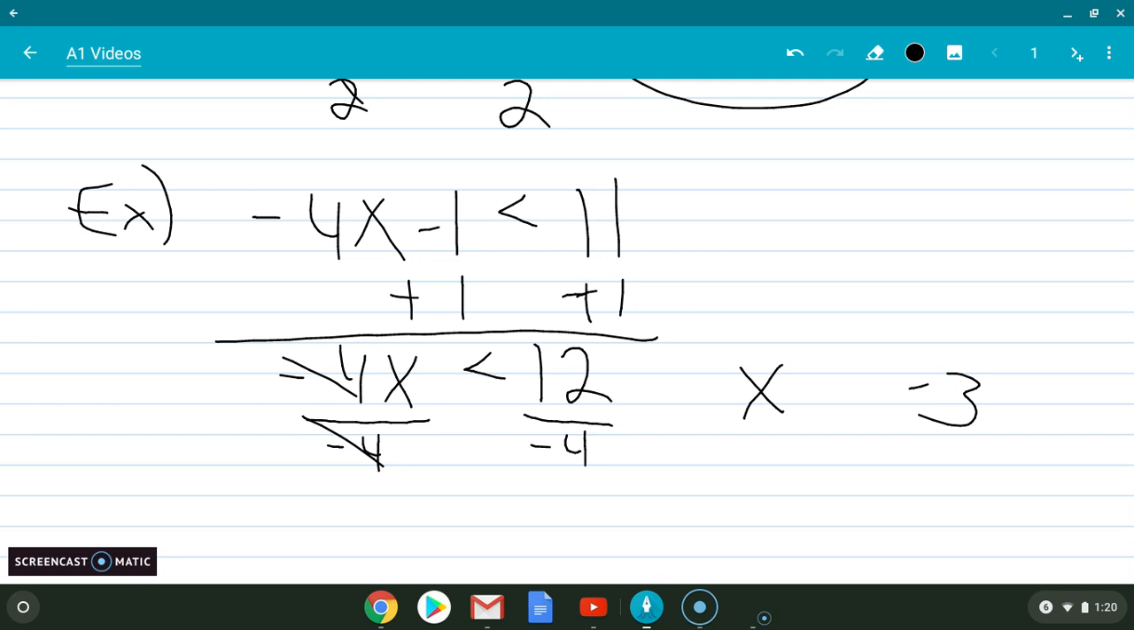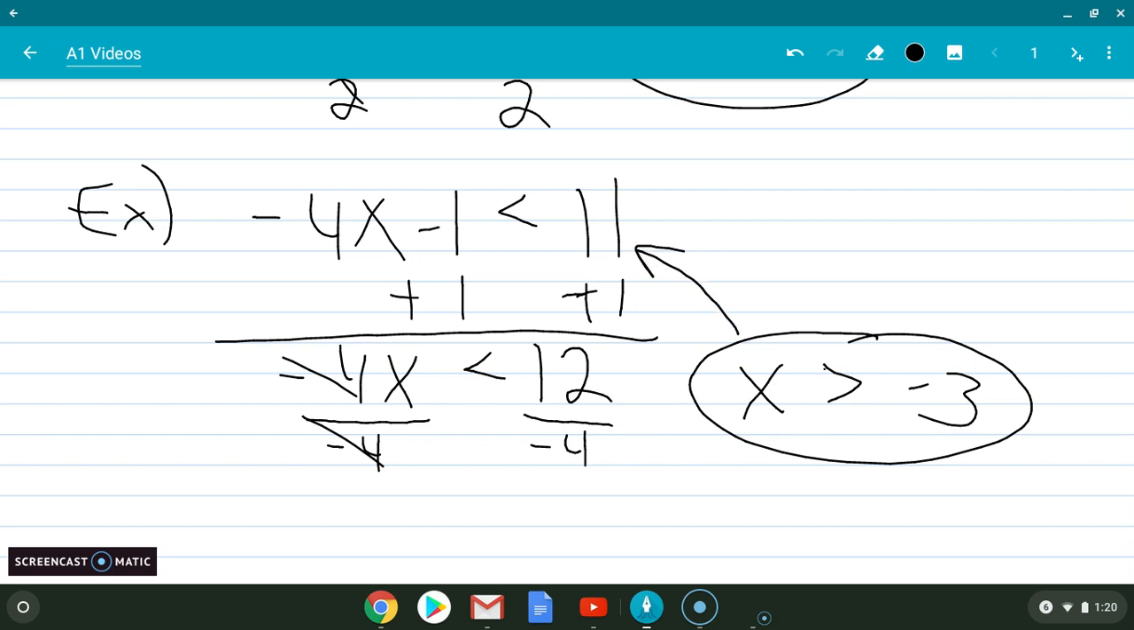So what I have to do now is switch the direction of the arrowhead. So the arrowhead is going to go from pointing to the left to pointing to the right. So to make this statement true, the value I pick for x has to be greater than -3. So -2, -1, 0, 1, 2, 3, any of those will make that original statement true.